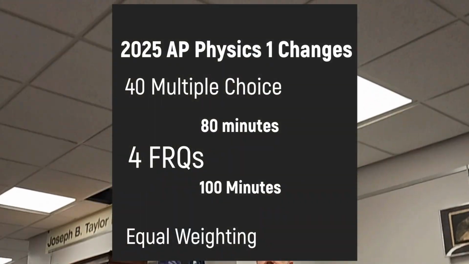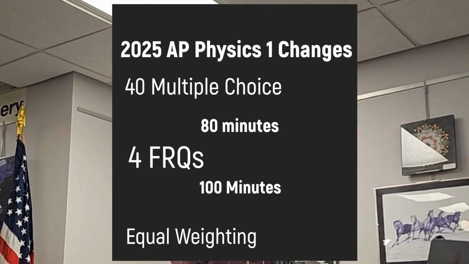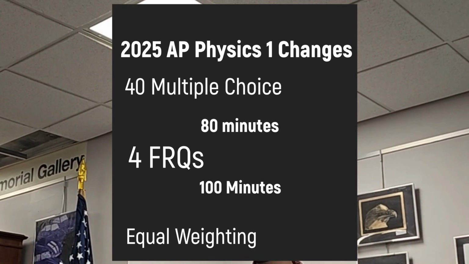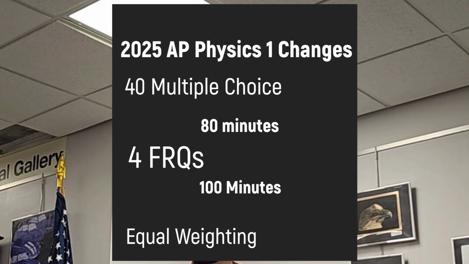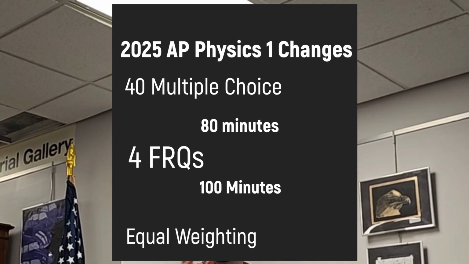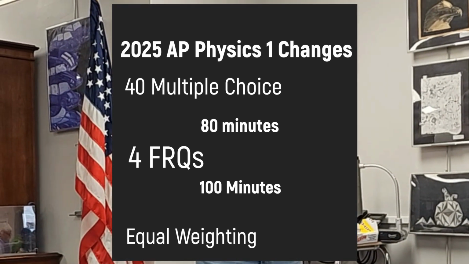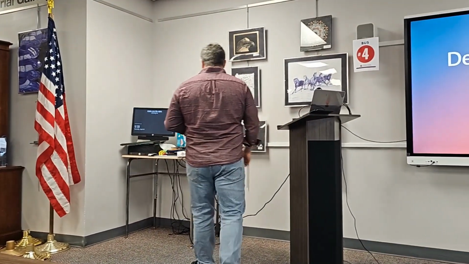If you are not aware, all the tests are changing. The AP1 exam next year will be 40 multiple choice in 80 minutes and 4 FRQs in 100 minutes. So they just solidified that. They were on the fence for a little bit, but that's the breakdown. It's still weighted 50%, 50% though. So do with that information as you will. But that's enough talking. Very similar to as I do in class.